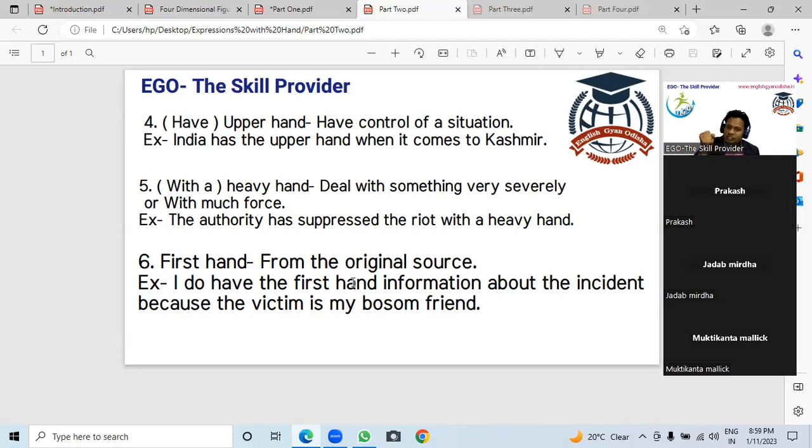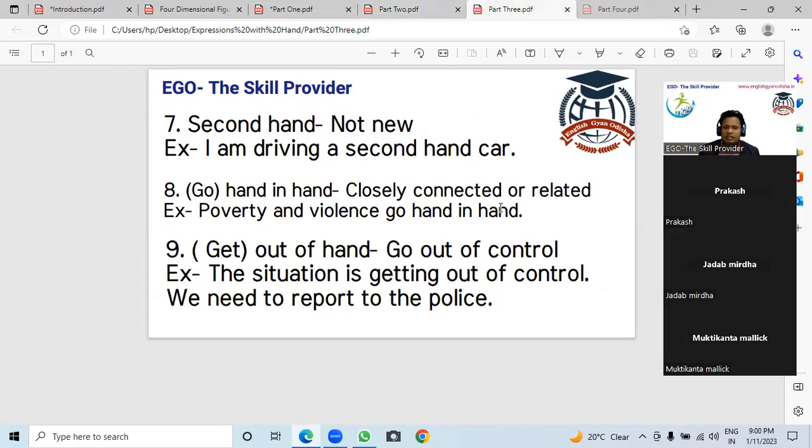So first hand information means whenever the information is acquired from the original source, the first source, the one who is actually involved in the matter, you are trying to get the information, that is something called a first hand account, first hand information. Okay. The next one is something called second hand.